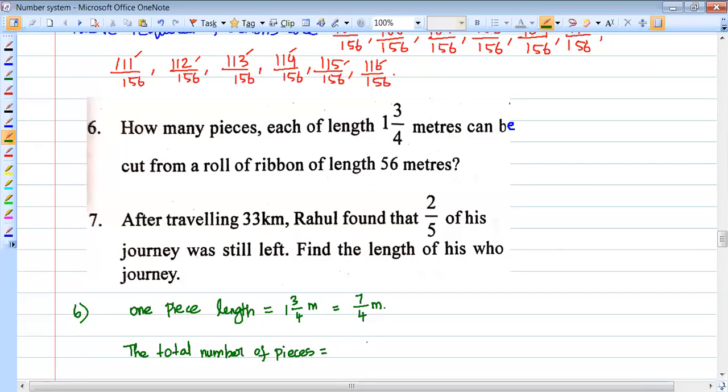So how will we find the total number of pieces? The total length 56 divided by the length of one piece, 7 by 4. So the answer is 56 into 4 by 7. Okay, calculate it. 1 7 is 7, 8 7s are 56, 4 8s are 32 pieces.